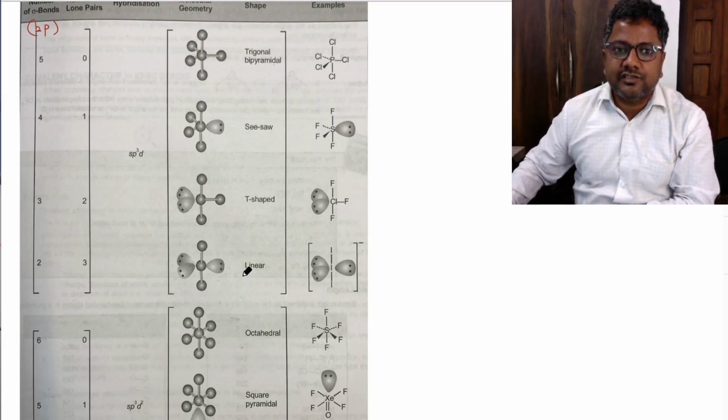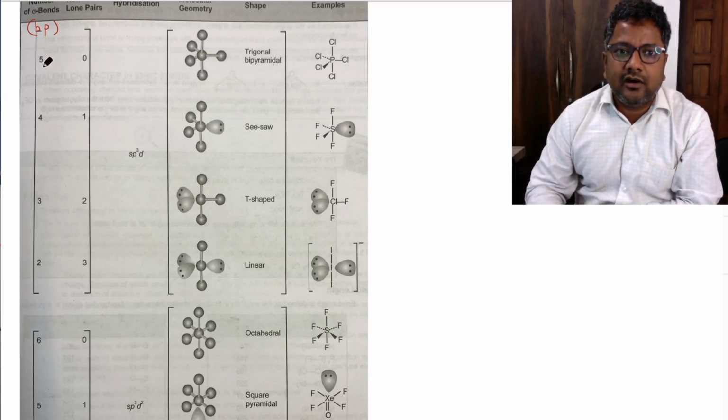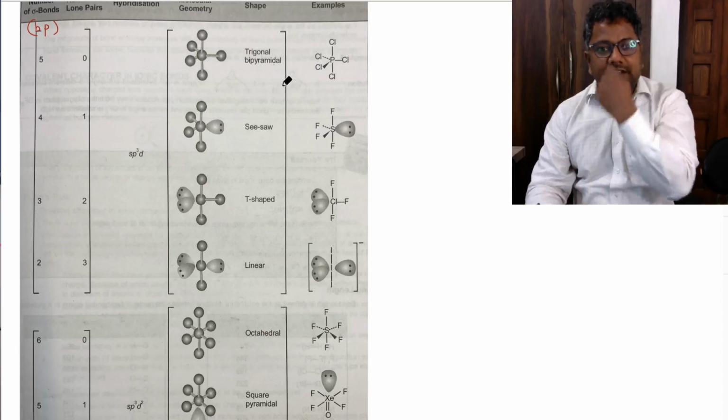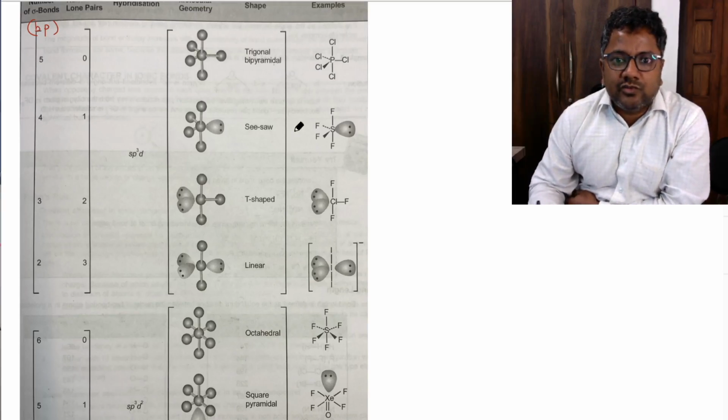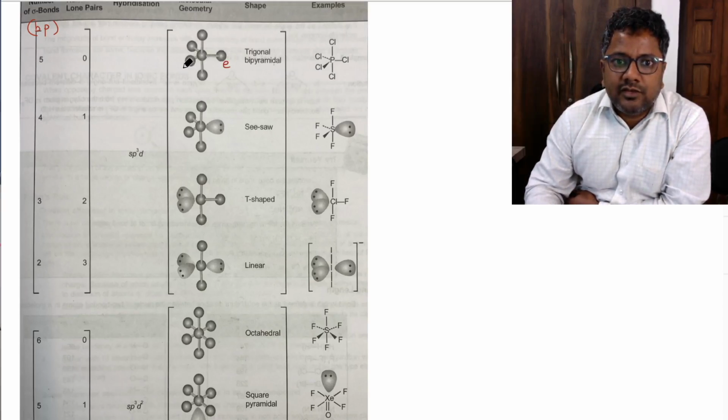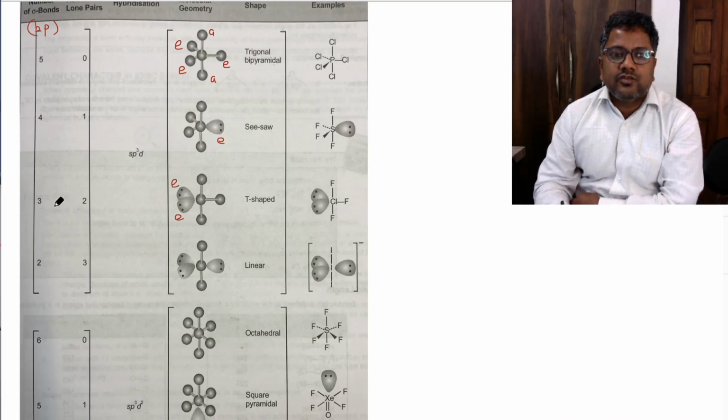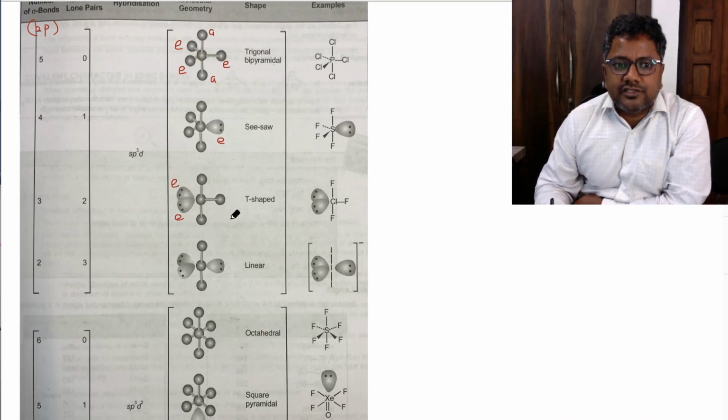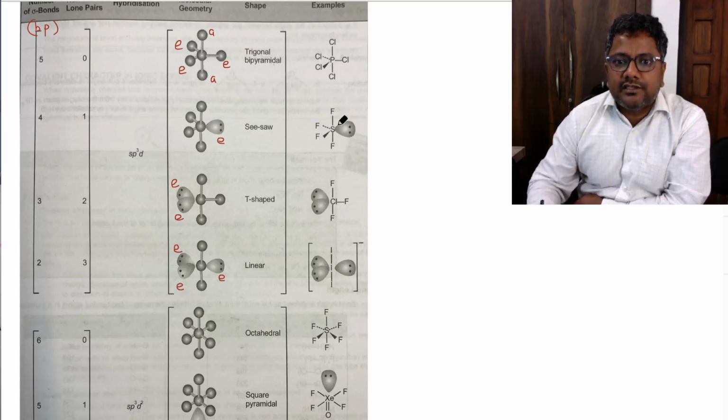All this I have discussed. If five are all bond pairs, trigonal bipyramidal, this is the ideal geometry. If 4 and 1, the lone pair will occupy the equatorial position. So these three are equatorial, this is axial, this is axial. If 3 bond pairs and 2 lone pairs, this is T shape, and if 2 bond pairs and 3 lone pairs, this is linear. You can see all these examples.